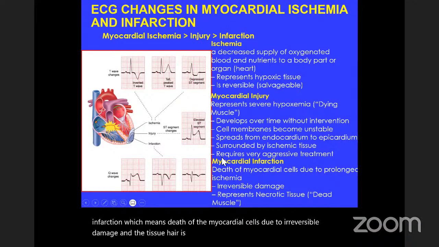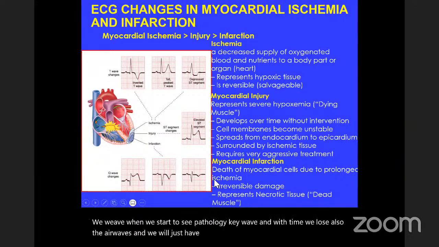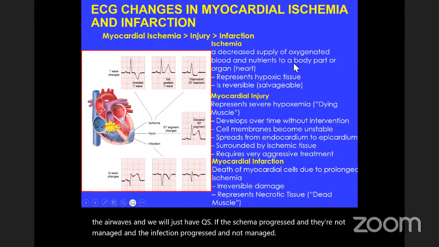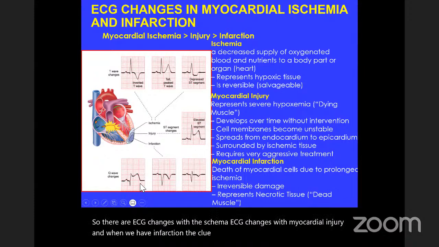Myocardial infarction by ECG is indicated when you start to see a pathologic Q wave. And with time, we will also lose the R waves, and we will just have a QS if the ischemia progressed and was not managed, and the infarction progressed and was not managed. So there are ECG changes with ischemia, ECG changes with myocardial injury, and when we have infarction, the clue from ECG would be the presence of a pathologic Q wave.